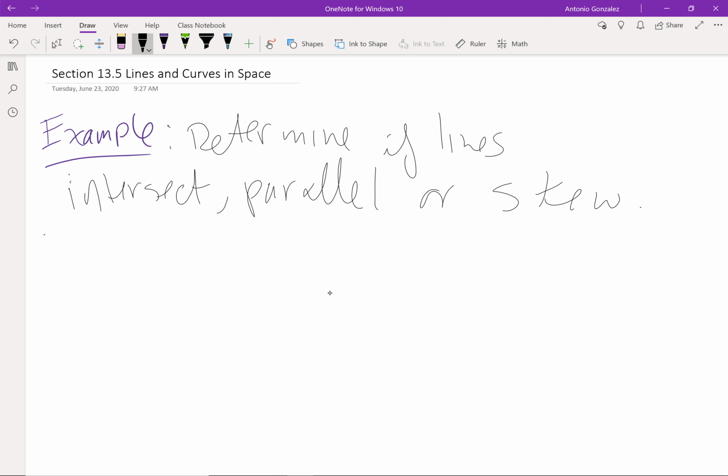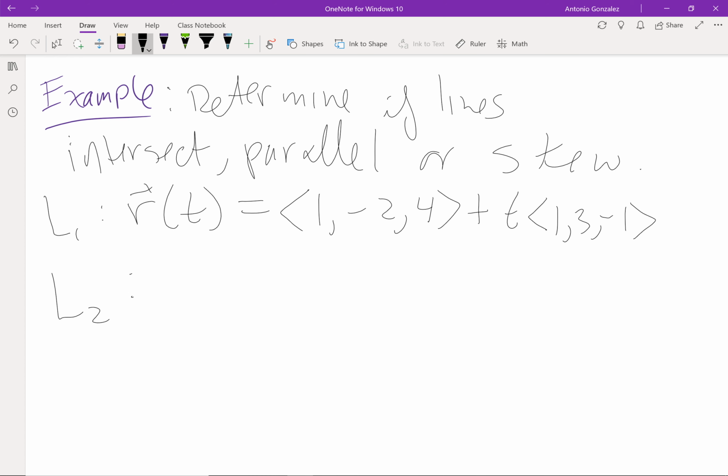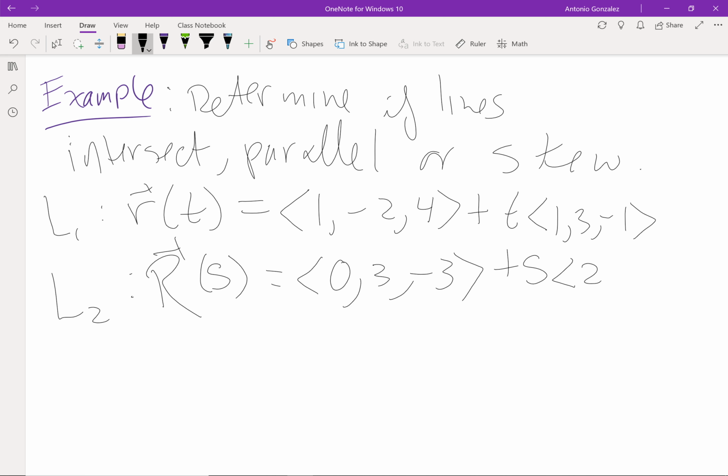So let's start by defining two lines. I'm going to define L1 to be the vector equation r(t) equals <1, -2, 4> plus t<1, 3, -1>. And we'll have L2 to be capital R of s, equals <0, 3, -3> plus s<2, 1, 4>.